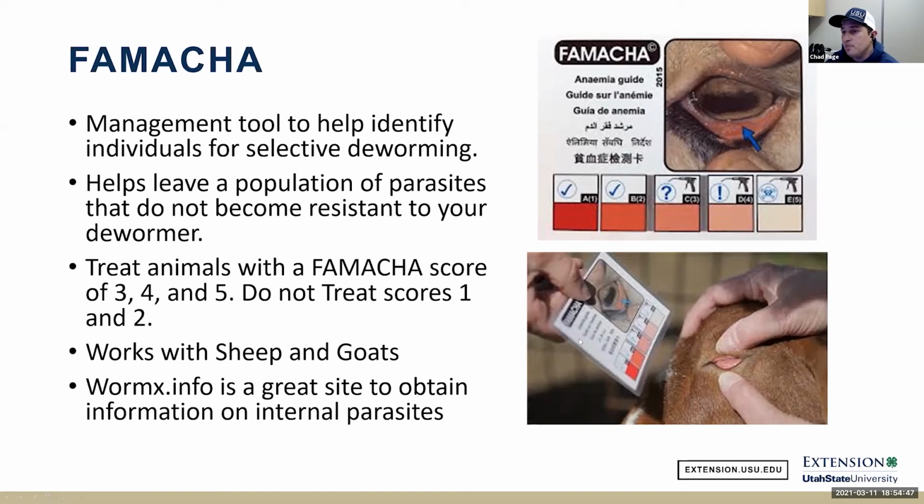This works with sheep and goats, and I think it also works a little bit with some of our camelids like alpacas and llamas too. A really great site that some of you should go to is WormX, and that really helps.